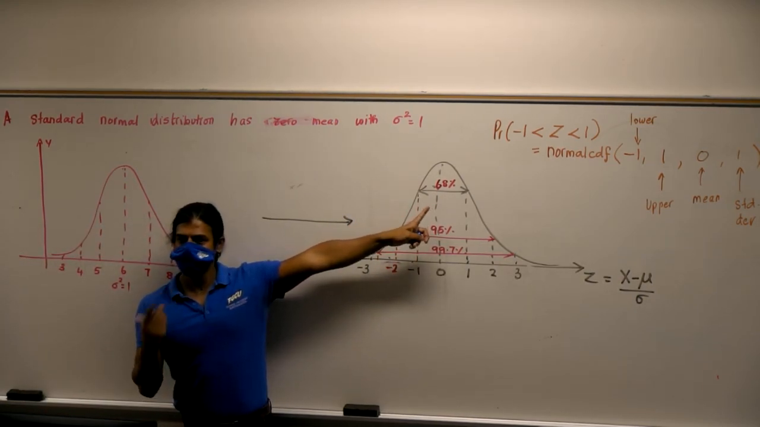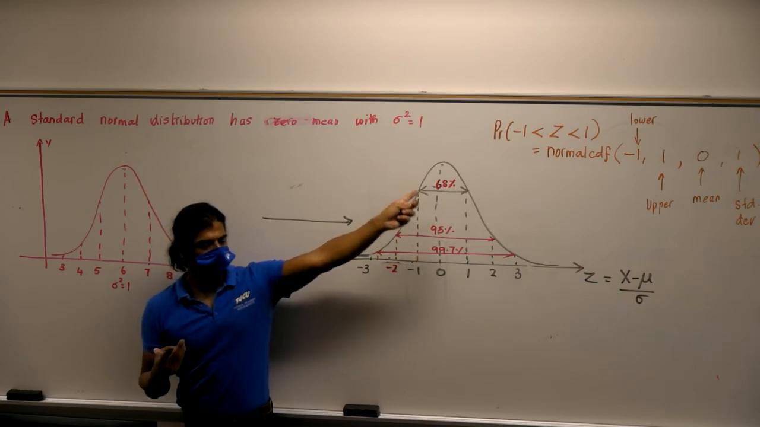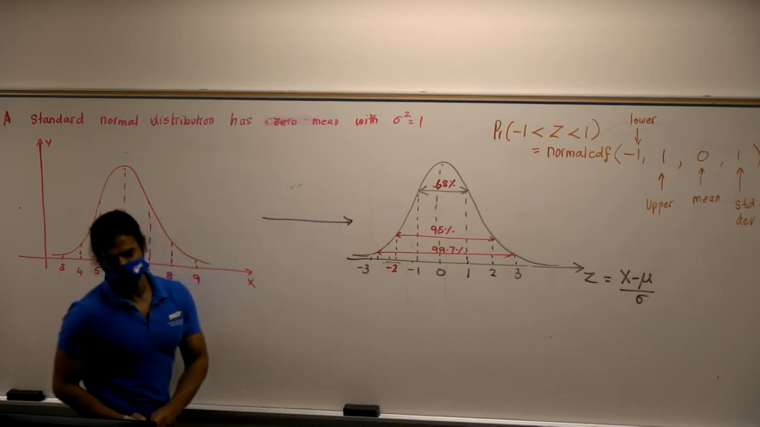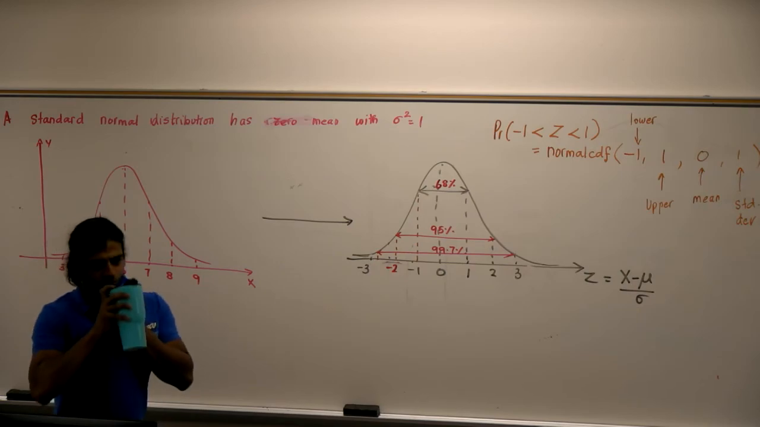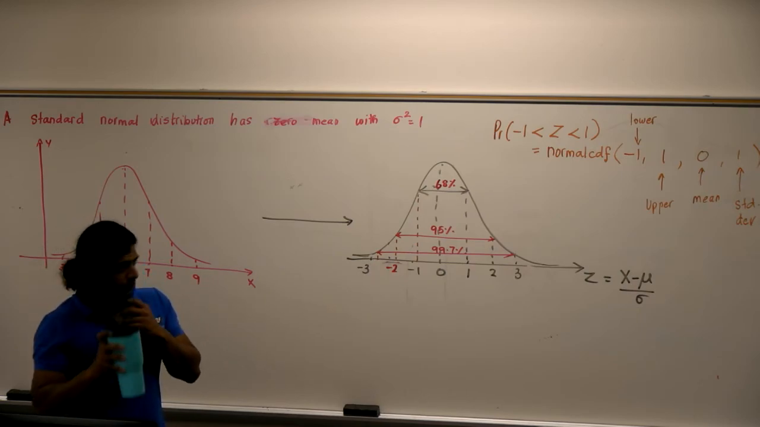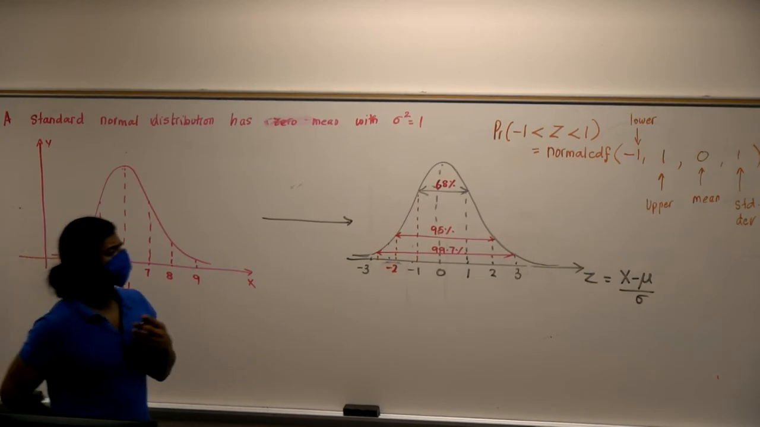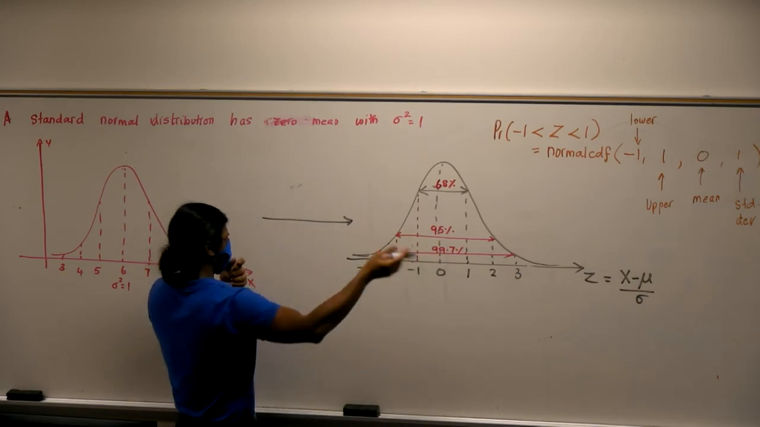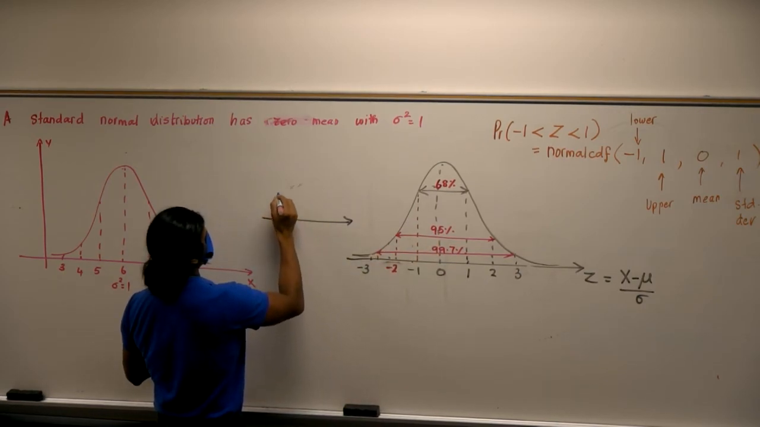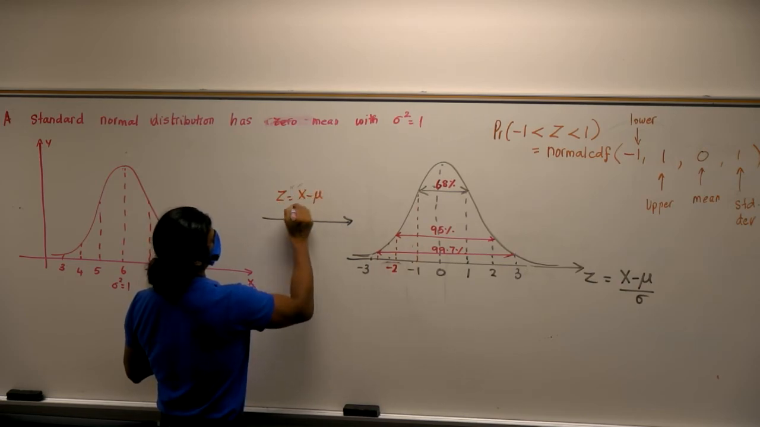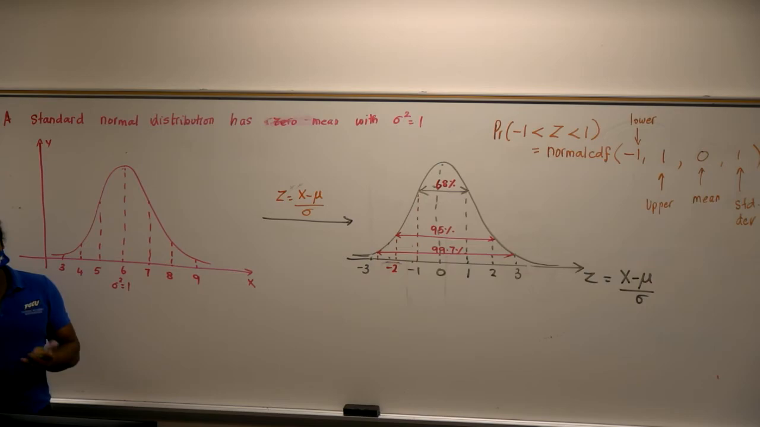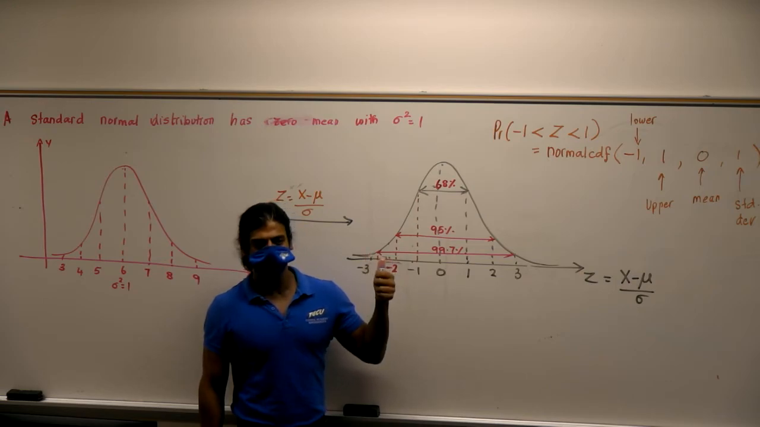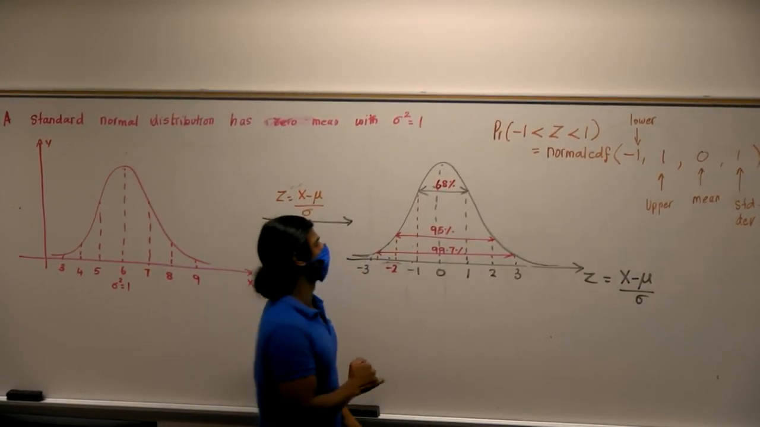0.6827. 68%. Yes. Now, let's do the same, but let's do -2 to 2. 0.9545. 0.95. Yes. The same, -3 to 3. 0.9973. 0.997, which is 99.7%. Yes, this is great and all.